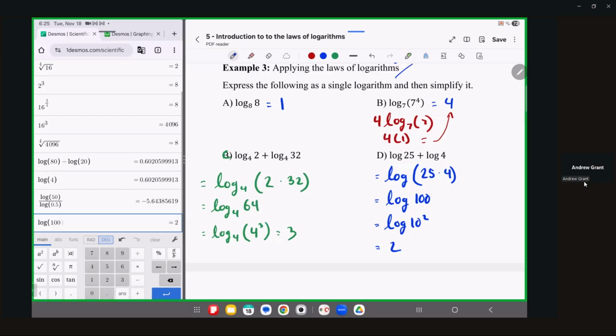Okay, so log 25 plus log 4 is the same thing as log of 25 multiplied by 4, which is equal to log of 100, which is the same thing as log of 10 to the power of 2, which is just 2.